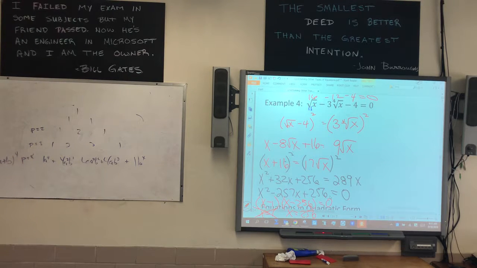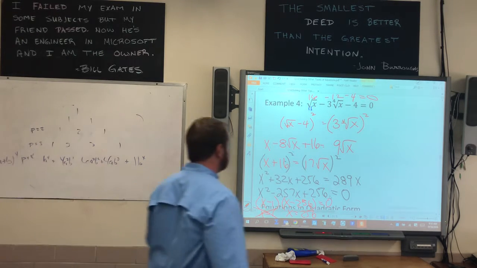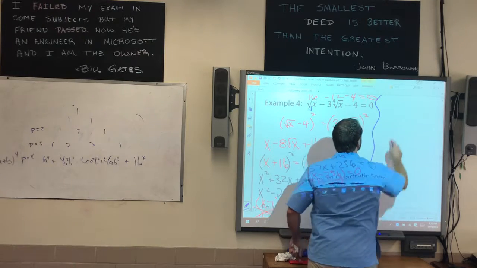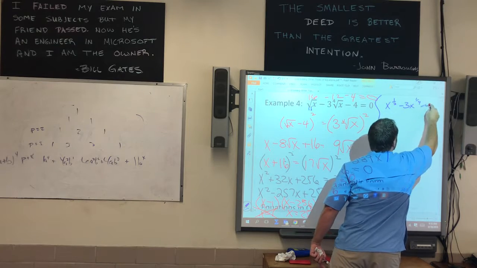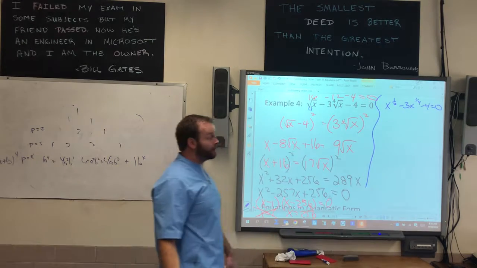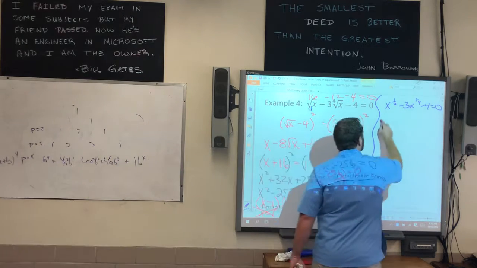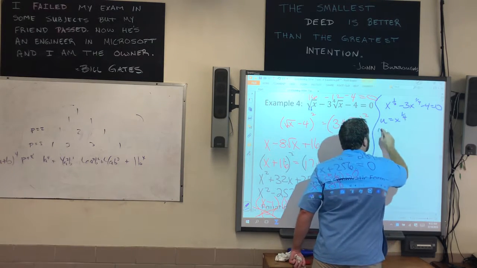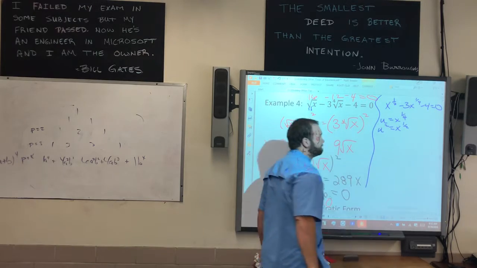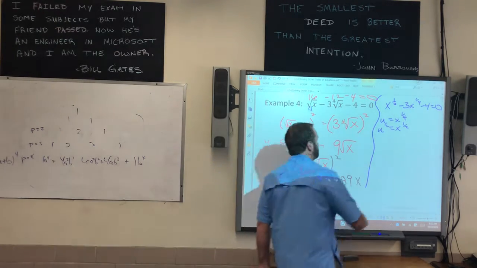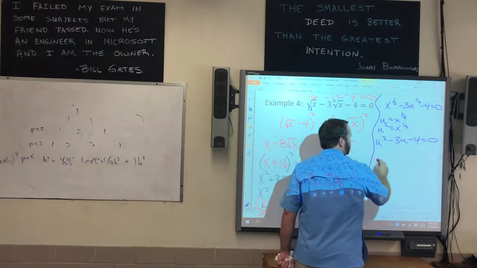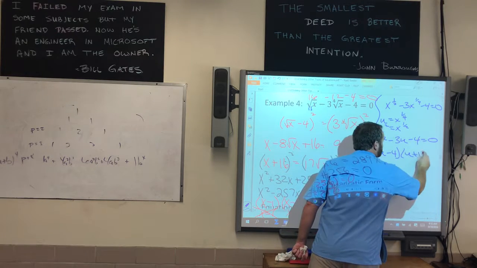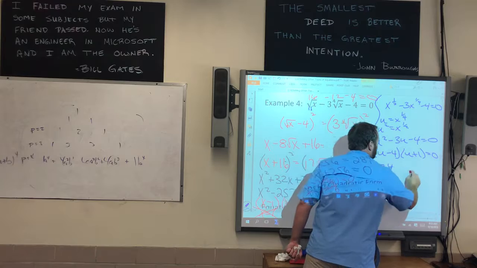Was that a lot of work? I think it was. Let me show you something real quick. It's the benefit of recognizing something looks quadratic. Can I rewrite that as u equals x to the 1/4 and u squared equals x to the 1/2? So then I get u squared minus 3u minus 4 equals 0, right? That factors as u minus 4, u plus 1. So u equals 4, u equals -1.